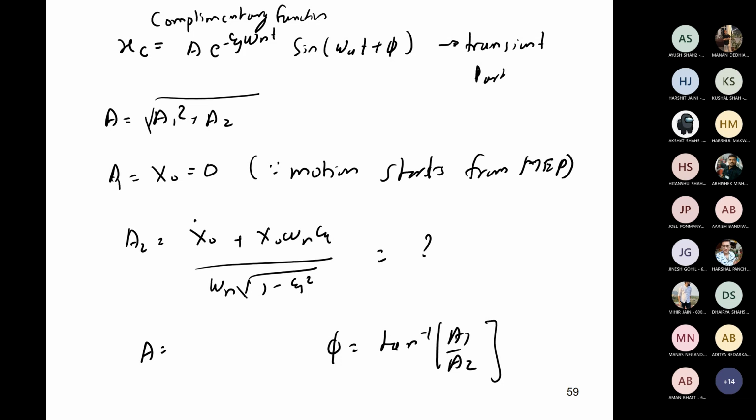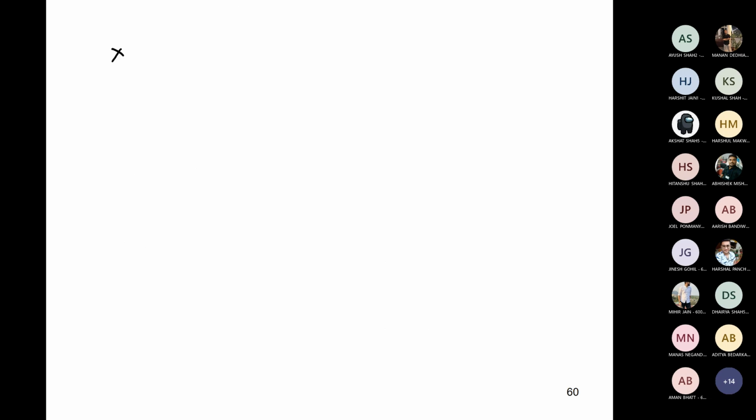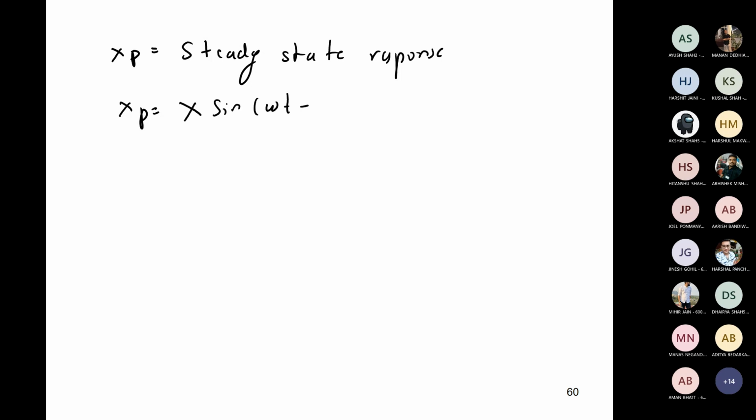Okay, now let's look at the steady state response. So steady state response is xp. And that is given as what? Can somebody tell me what will be the steady state response? X sine omega t minus phi. X sine omega t minus phi, where phi is the phase lag. Okay. And here you have to find out first the response, that is x.